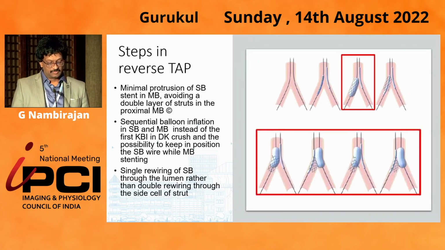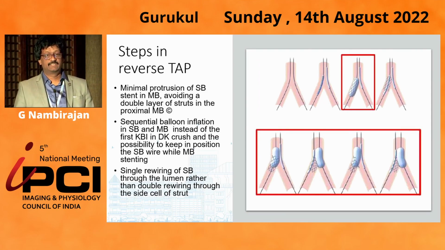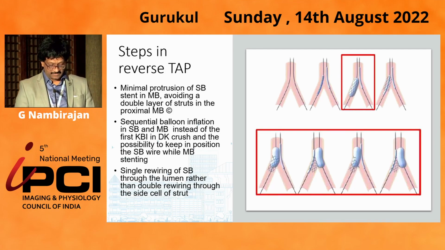Coming to a few words about the steps in reverse TAP. It is like a side branch we are going to treat first. The main disadvantage I would mention is that it's a two-stent technique. The angle is also very important. If you have an appropriate angle, you can place a stent with very minimal protrusion. The main difference between this technique and DK crush is that we are going to do only one-time recross and one-time kissing. It has been found in a small study, compared with DK crush. Here we first do sequential dilatation in the main vessel and the side branch, as shown in this picture.